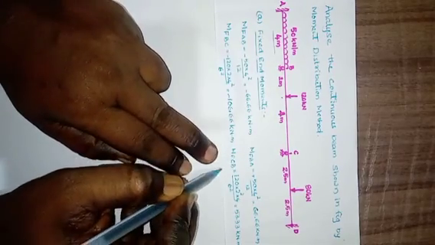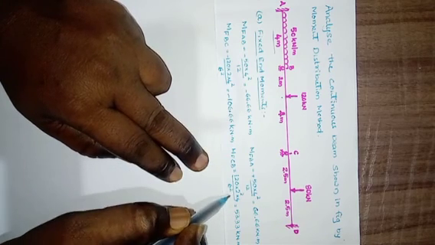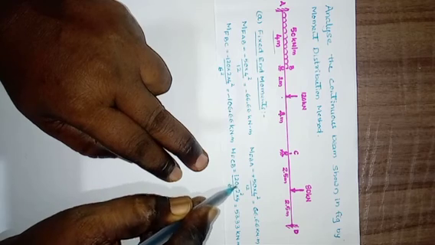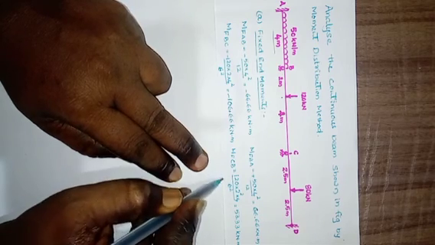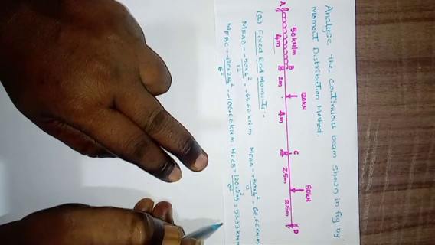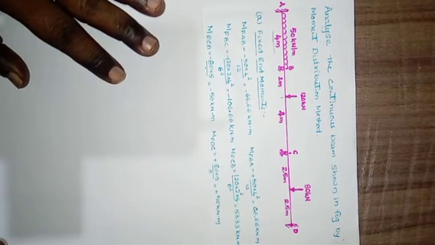Similarly, from the other end, that is W a square b by L square. Here a is 2, b is 4 meter, L is 6 meter, and W is 120. Then by substituting the values, 120 into 2 square into 4 divided by 6 square equals 53.33 kilonewton meter, that is clockwise.